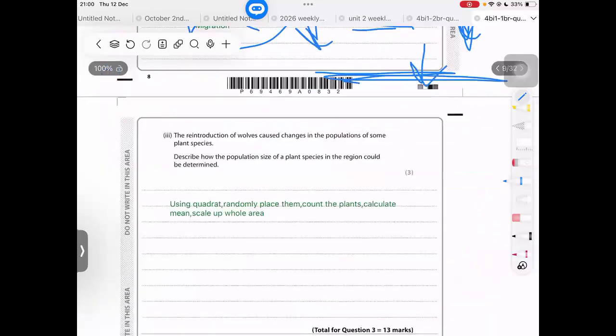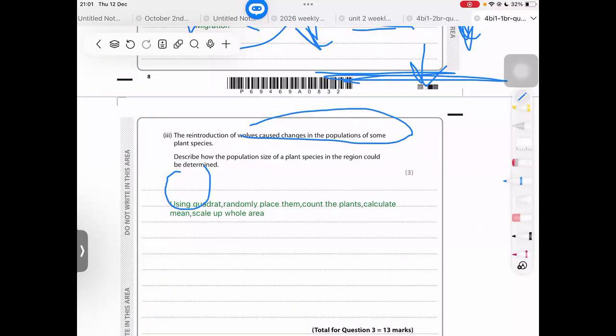Then they have said the reintroduction of wolves caused changes in the population of some plant species. Describe how the population size of a plant species in this region could be determined. Right. So the typical way of determining the number of plant species is by using a quadrat. And since they're asking to describe it, we have to describe the way that we are using the quadrats.